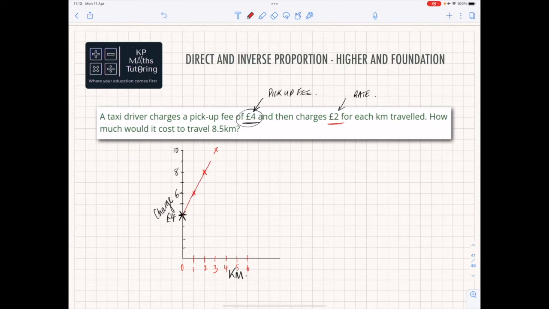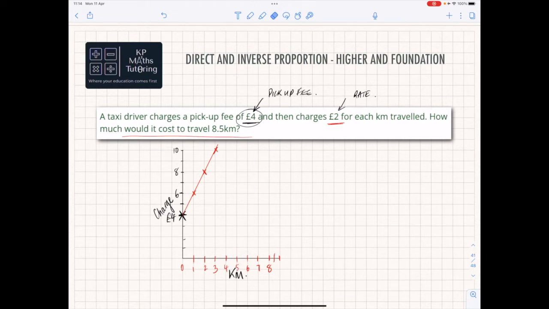So what you can see here is that this ends up being a graph that looks something like this. Now, this helps us just visualise effectively what the graph would look like, and therefore I could estimate values from this. But if I then look at how much would it cost to travel 8.5 kilometres, 8.5 kilometres would be here, so that's 8.5, and you would be able to read up on your graph to see where that line hits, and you'd be able to work it out from there.